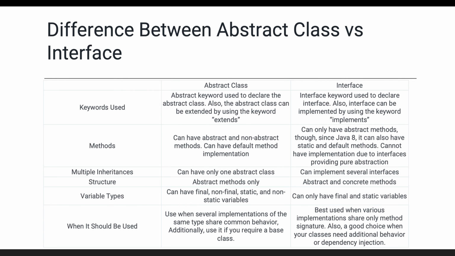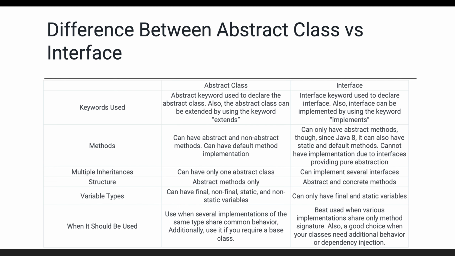Next difference in terms of the variable type. Abstract class can contain final, non-final, static and non-static variable. But in case of interface, all the variables by default will be final and static, because we can define only the constant field.